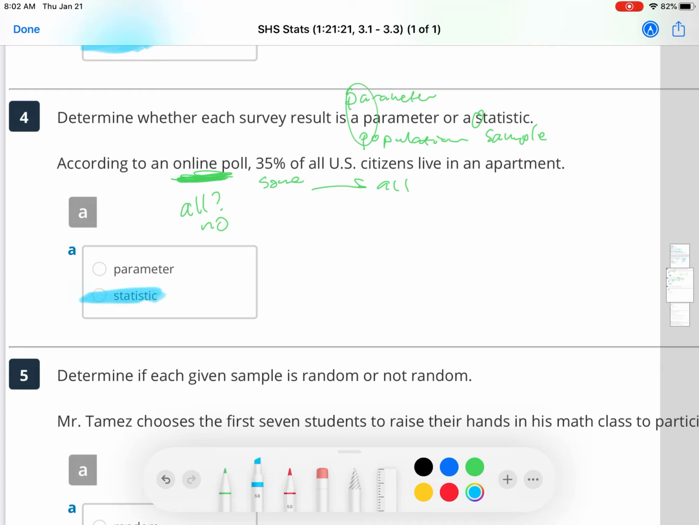Again, if they told us that this information was coming from telling us about the whole US, then that would be a parameter.